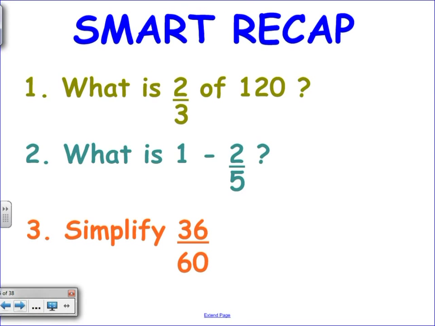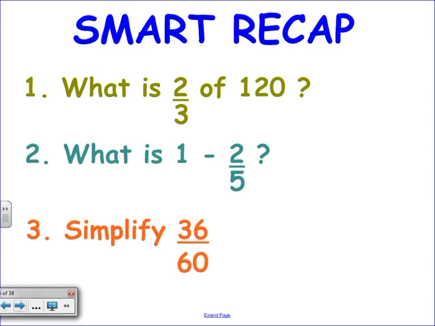Okay? So what I'd like you to do are these 3 questions as a recap. These are things we've done in the past, and we're going to just bring them to the front because we're going to use them today. First question, what is 2/3 of 120? And when we did fractions a couple of weeks ago, we had a process for doing that.